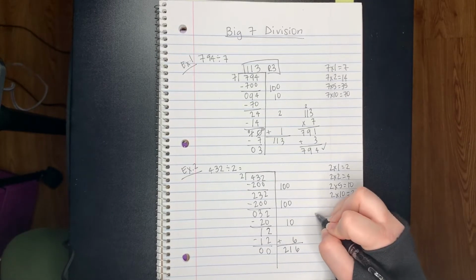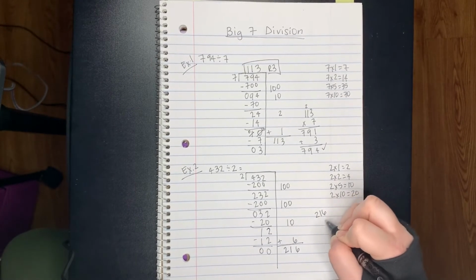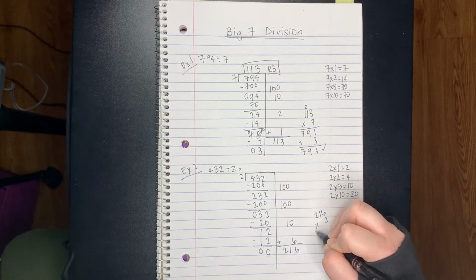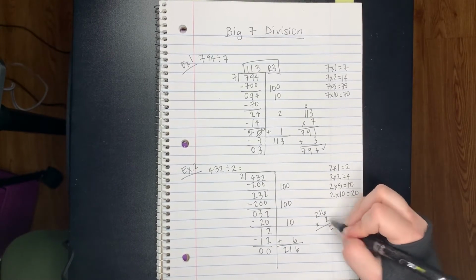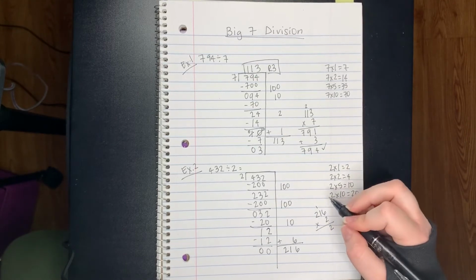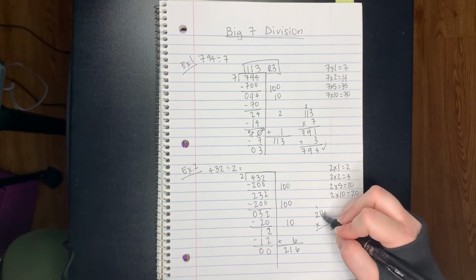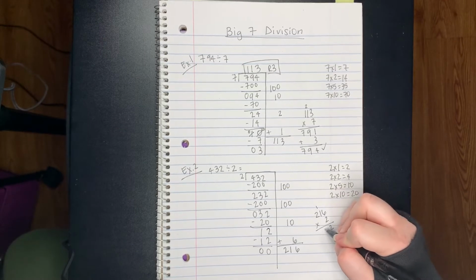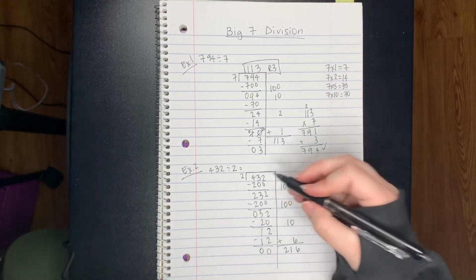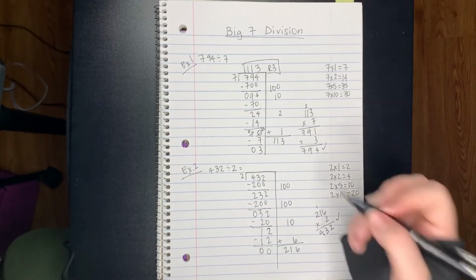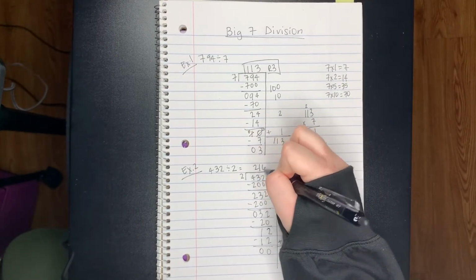So we're going to multiply 216, which is our quotient, by 2, which is our divisor. So 6 times 2 is 12. Write our 2, carry our 1. 2 times 1 is 2, plus 1 gives us 3. 2 times 2 is 4. That matches our dividend perfectly. So our quotient is 216.